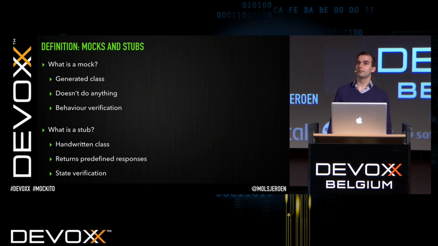Now, on the other hand, we have a stub. A stub is typically something you write yourself, a handwritten class. And what you're going to do is you're going to hard code, program some behavior, so you're basically going to return predefined responses given a certain input. And that then, because a stub actually returns values, also allows you to do state verification. So we have 2 main things, mocks and stubs, and that's also something we're going to use a lot today.